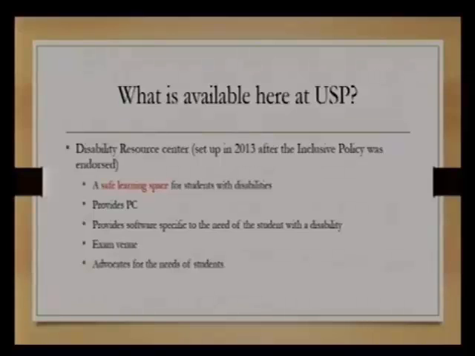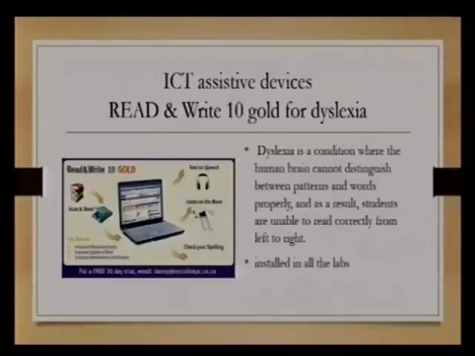The staff and personnel there advocate for the needs of students with disability. And also other students, we help advocate for each other. These are some of the assistive devices that we were talking about. We have the Read and Write Gold for dyslexia.